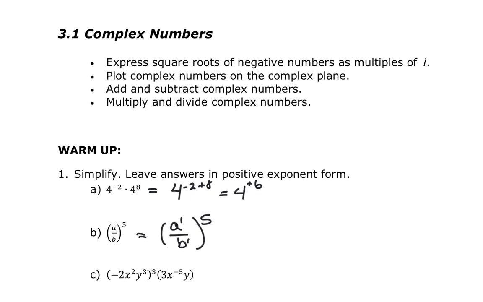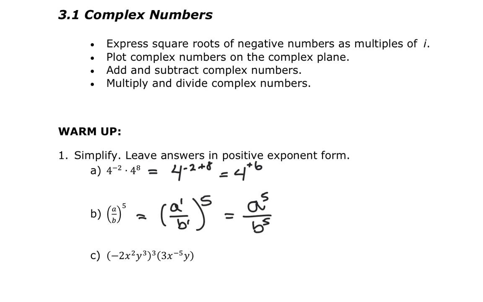So I'm going to distribute this by multiplying the 5 and the 1. So I have a to the 5th, and multiplying the 5 and the 1 on the b, it's b to the 5th. That's as good as that gets.